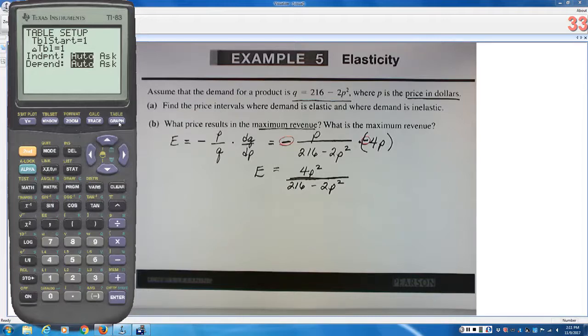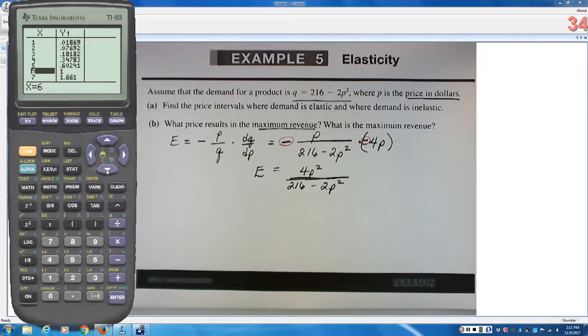So let's go look first at the table, and we see what happens pretty quickly. It's inelastic until you get to 6. When your price is 6, you've maximized your revenue. So you set that to auto? Yeah, I just set it to auto. I mean, you could actually leave it on ask and just type in 1, 2, 3, 4, 5, 6, 7. But I set it to auto so that we could scroll if we needed to.